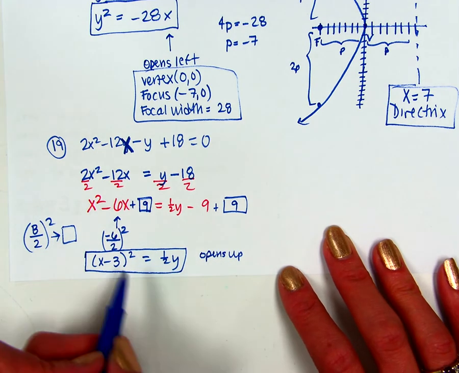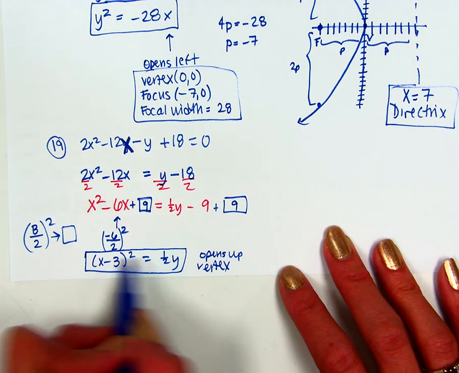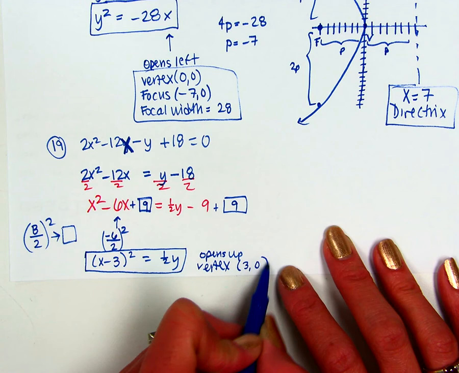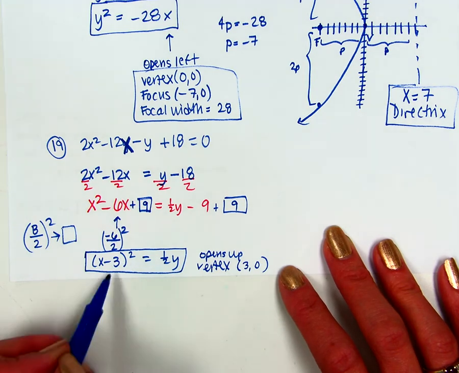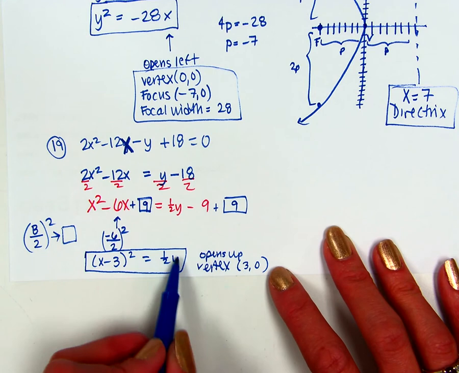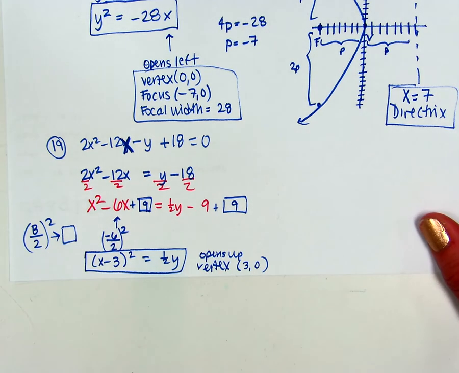All right, so now I need to find where the vertex is to start my graph. So the vertex is at 3, 0. So there's x minus 3. That means it moves 3 to the right. And so 3, 0, there's no number here. Okay, so now I should be able to graph and then identify the other remaining pieces of information.